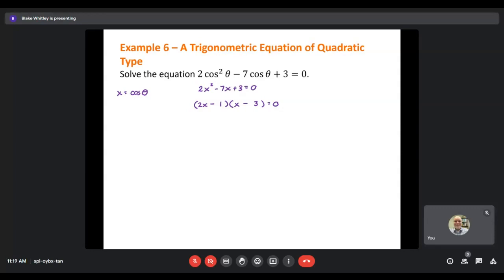Now, once we've got it factored, to solve this, I'm going to set each one of those factors equal to 0. So we have 2x minus 1 equals 0, and we have x minus 3 equals 0. Now I'm going to solve for x, move the 1 over, we get 2x equals 1. Divide by 2, x equals 1/2. And for the other equation, I'm just going to add 3, so x equals 3. Now, remember, x is just cosine. And so in place of x now, I can say, well, this is just cosine theta equals 1/2. And over here, we just have cosine theta equals 3.